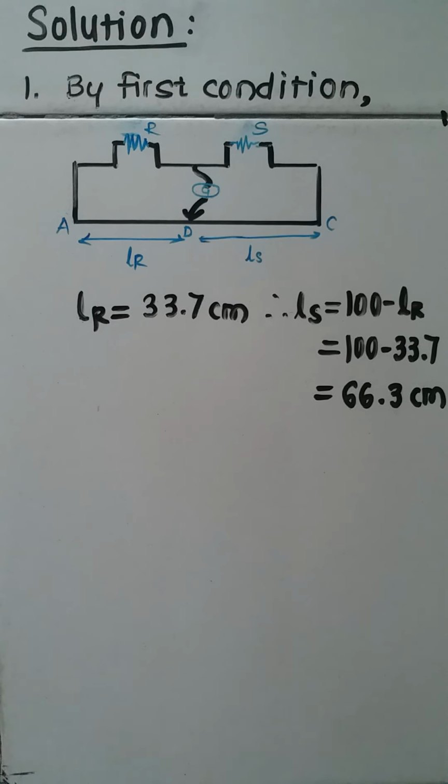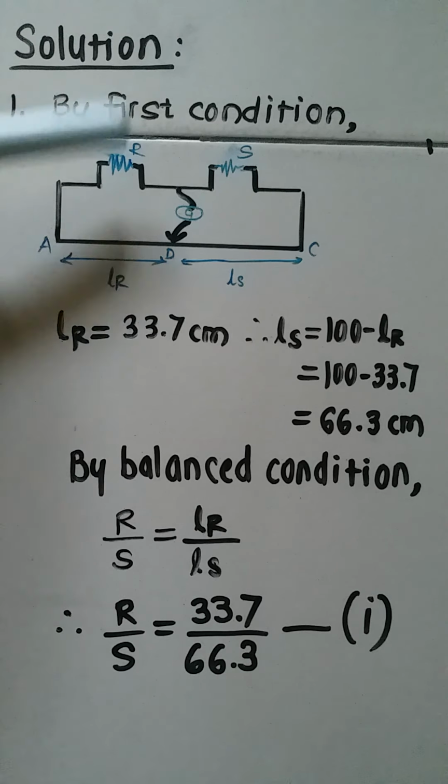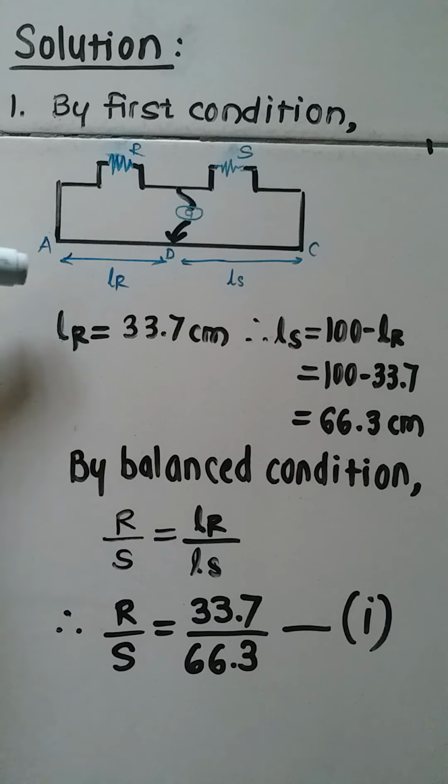Now use balance condition and write equation. R upon S is equal to LR upon LS. Therefore, R upon S is equal to 33.7 upon 66.3. Let this be equation 1.